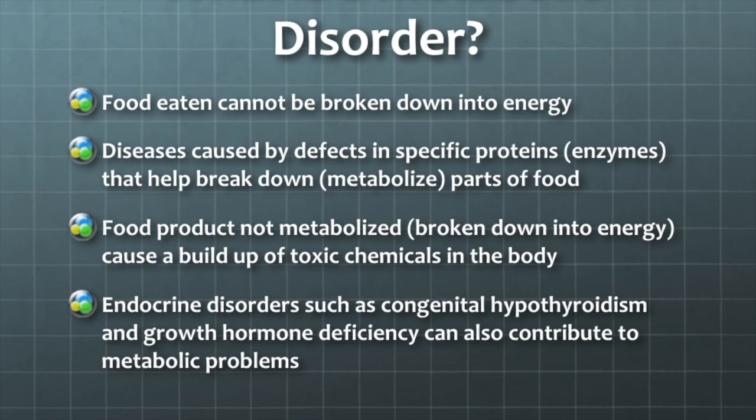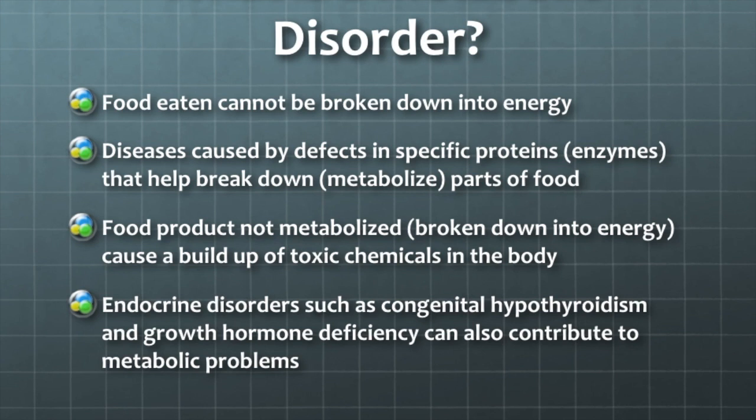When food products are not metabolized properly, it results in a buildup of toxic chemicals within the body. And these toxic chemicals can cause permanent, non-reversible neurologic problems.